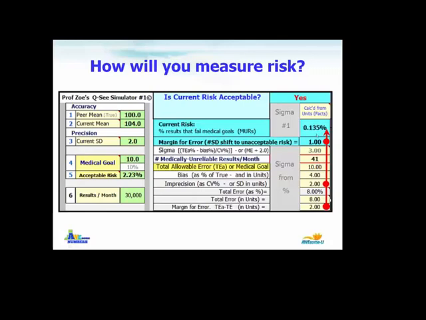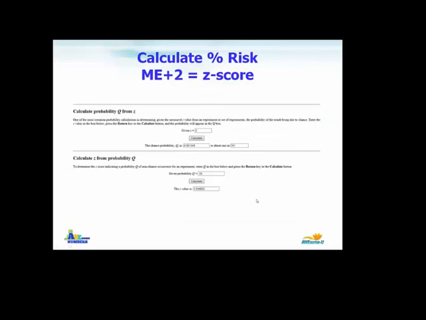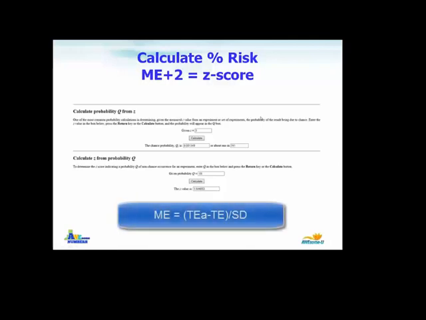If you calculate risk using the measured values, you get a different number than if you were to calculate sigma from percent, and that's why you need to choose. Look what happens if you calculate the percent risk. Simply take the margin for error. Margin for error you can calculate in your head. It's the error you're allowed minus the error you've got, your total error, divided by the SD.